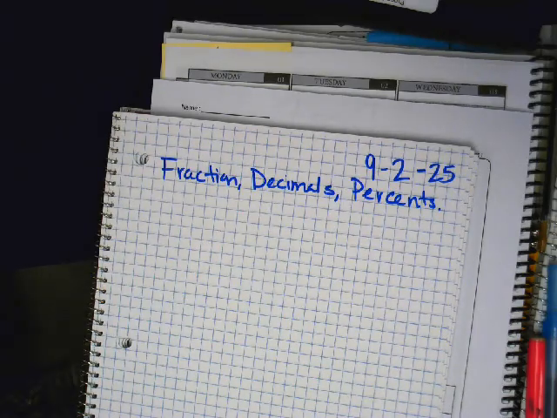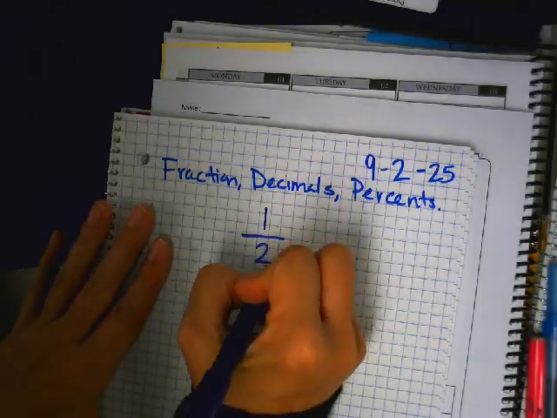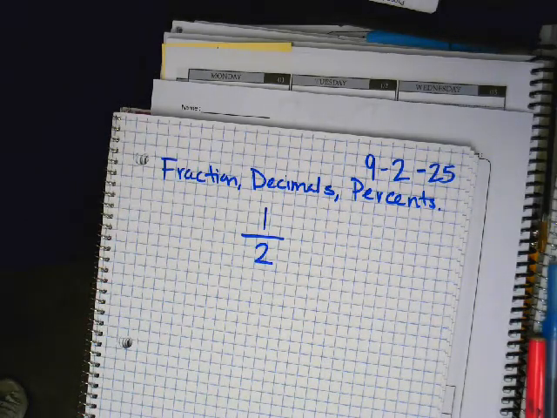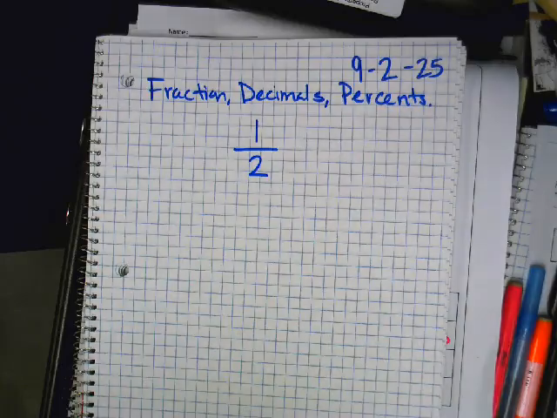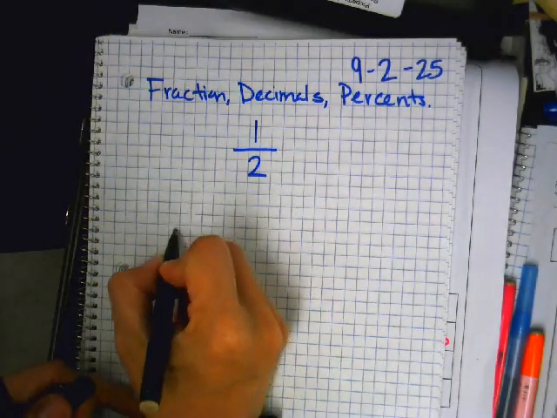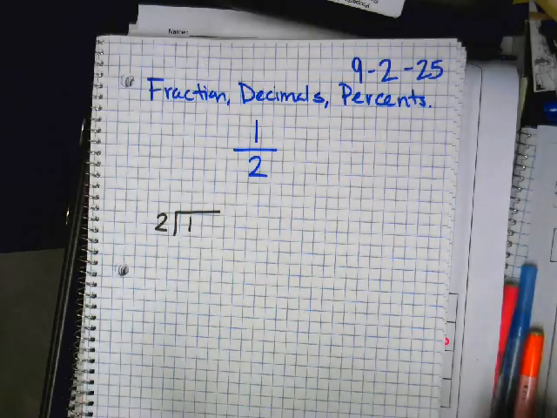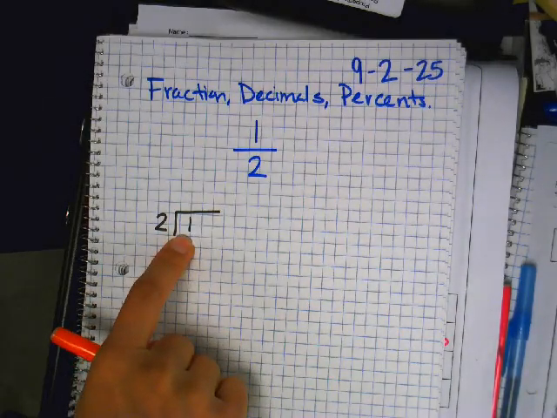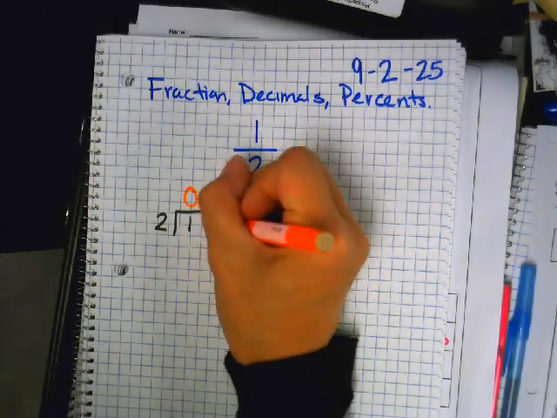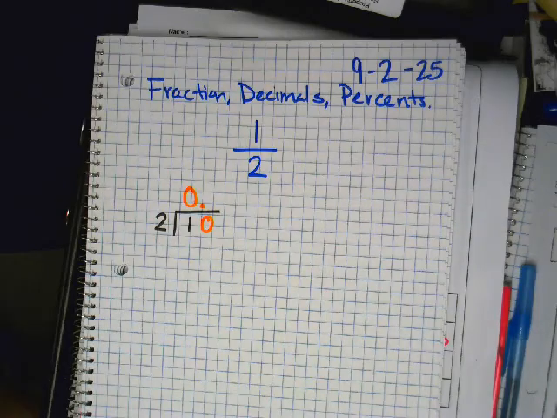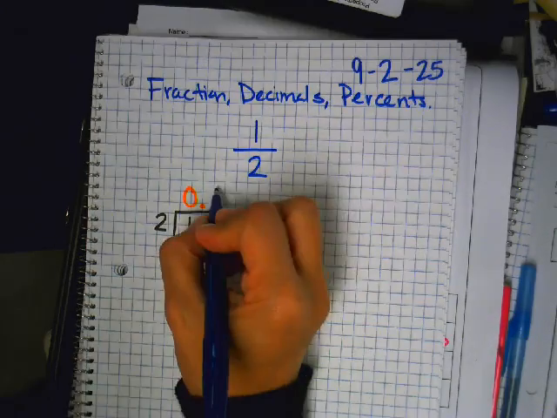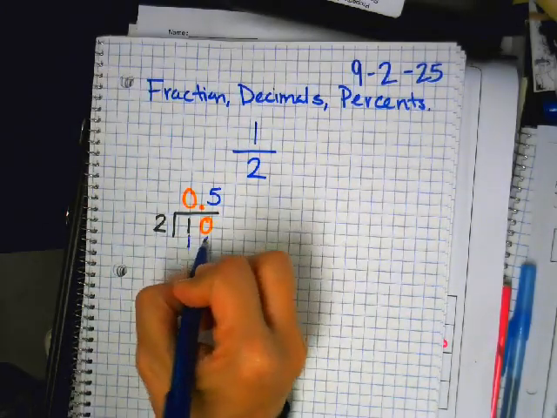Okay, here we go. If I give you 1/2, how do I turn this fraction into a decimal? Divide. Very good. How many times is 2 going into 1? 0. So we add a 0, decimal, 0. So now I have 10. How many times does 2 go into 10? 5. 5 times 2 is 10, 0, 0.